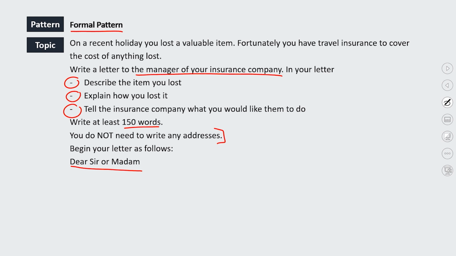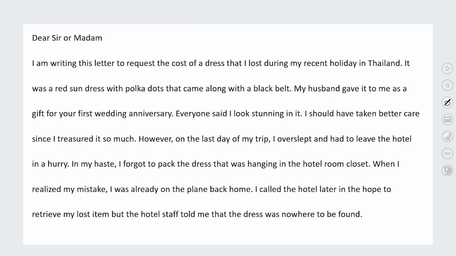So we'll see how this candidate does. So we've got, dear sir or madam, I'm writing this letter to request the cost of a dress that I lost during my recent holiday in Thailand. Okay. So this is fine. This is a good, fine opening. I'm writing this letter to request, that's absolutely fine. That's exactly how, if I was writing an email or a letter, I would open it. You know, to whom it may concern, dear sir or madam, I am writing this email to you to blah blah blah. So that's the perfect way that you want to start your letter or email. It sounds quite formal.